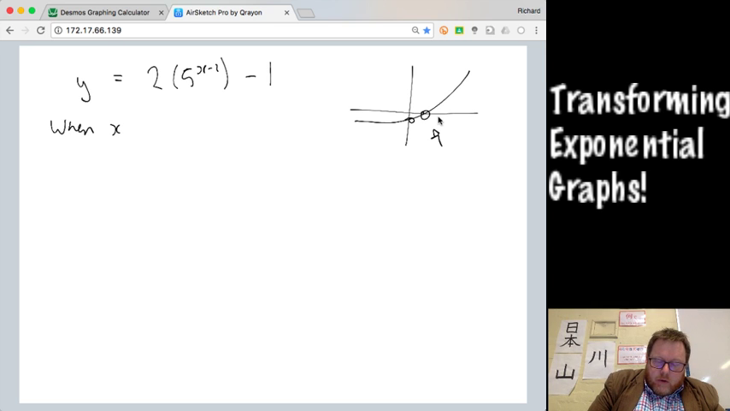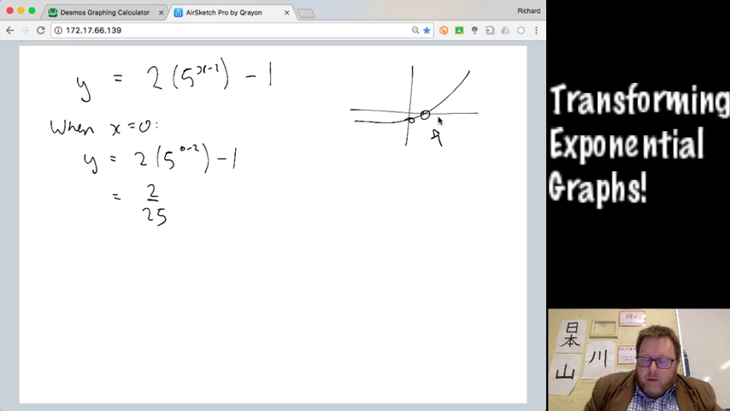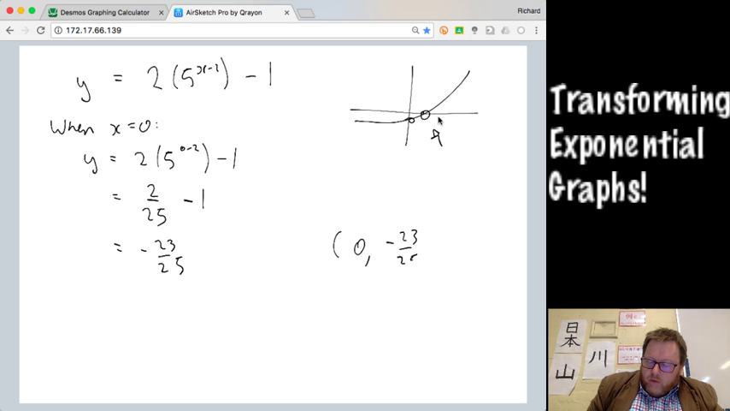When x equals 0, what do we have? y is equal to 2 times 5 to the power of 0 minus 2, minus 1, which is 2 over 25 again, if I can just shortcut a bit, minus 1. And so the y-intercept is going to be, what, negative 23 over 25. So when x is 0, y is negative 23 over 25. So nearly negative 1, but not quite.